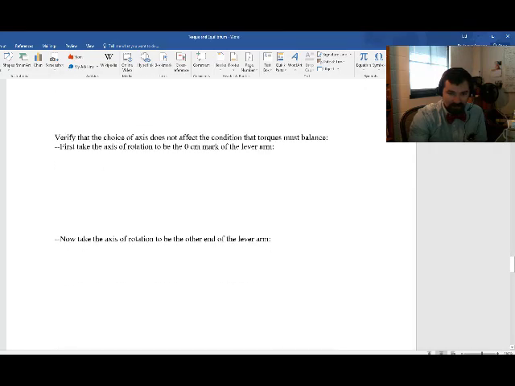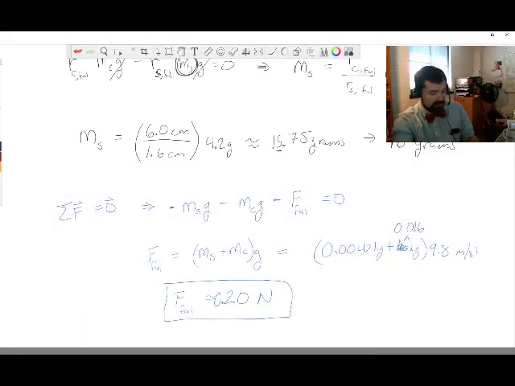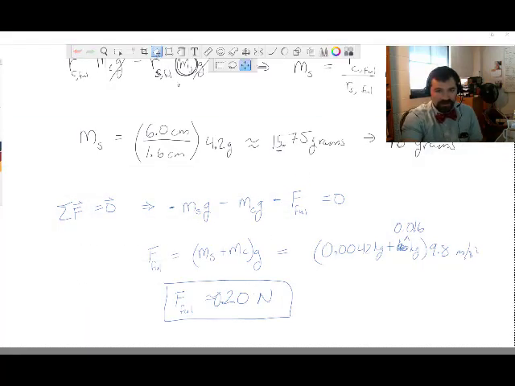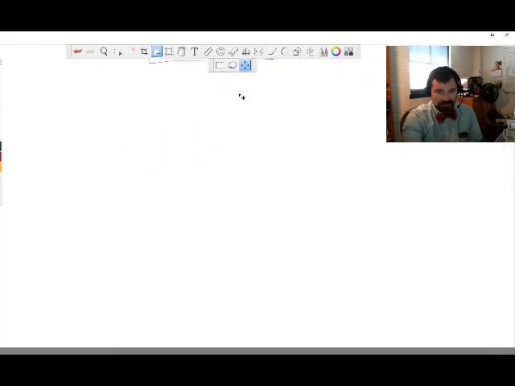And then the other two parts are to verify that choice of axis does not affect your answers here. In other words, you get the same mass for the stick and the same upward force for the lever arm, regardless of axis choice. So to show that, you would bring back your stick again. So I'm going to go ahead and redraw the stick.